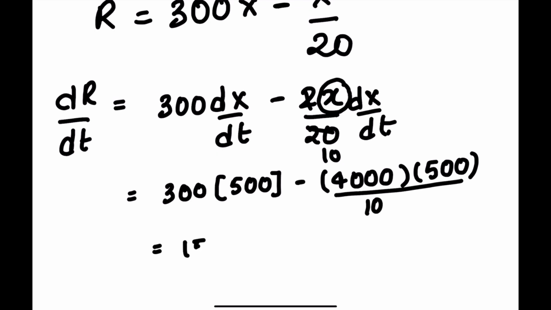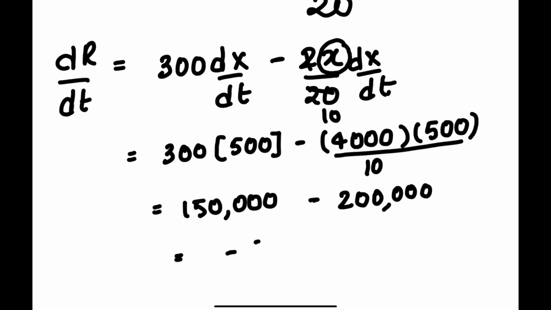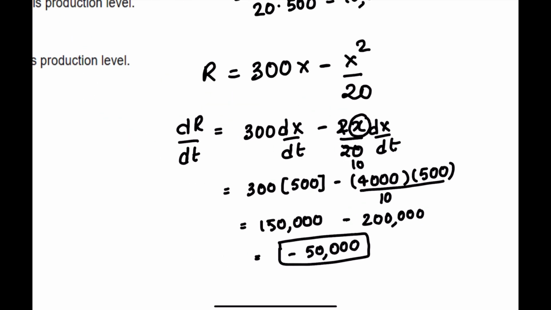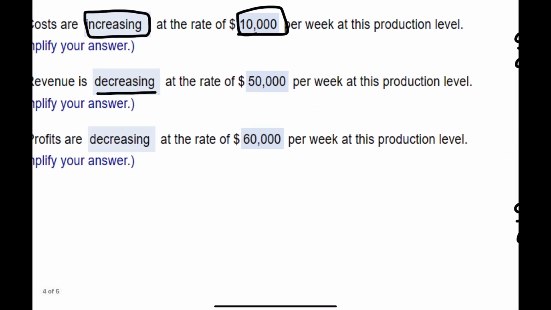So this is 150,000 minus 200,000. That gives me negative 50,000. So my revenue is going to decrease by 50,000. And it is decreasing by negative 50,000.